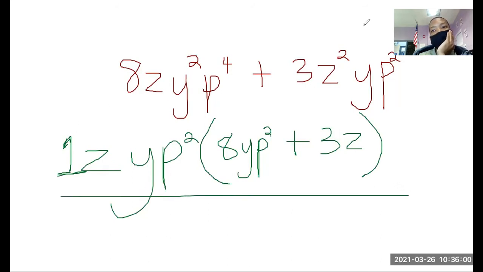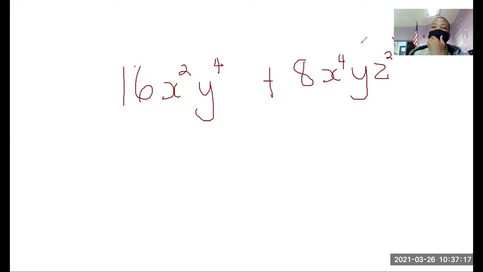Next question. What would be the greatest common factor for this one? Go ahead and factor it. If you're online, go ahead and factor it and send it over to me. Let me see it.